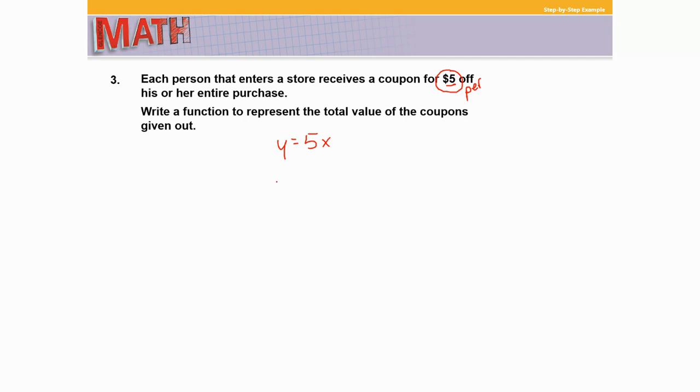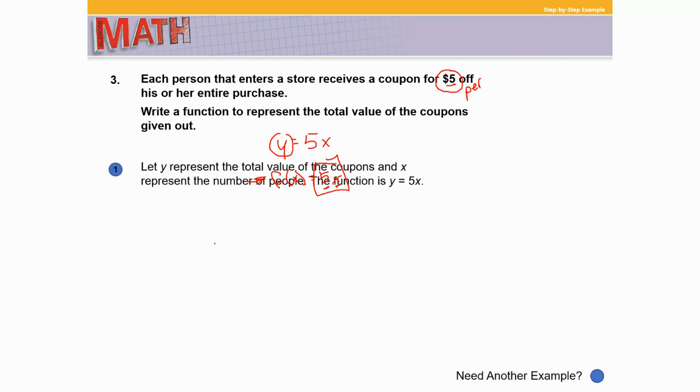And to write that as a function, all we do is change that y to f of x equals 5x. Don't worry too much about this. If you're confused, you're going to cover that a lot more next year. But the main idea is we're writing the rule $5 per person. Well, we could write a function as that, and then we could write a table. Now, y would be the total money saved by people, and x is going to be the number of people who come into that store.